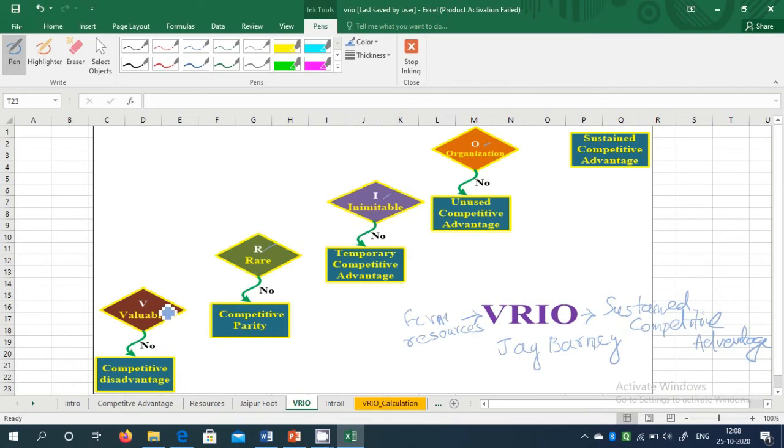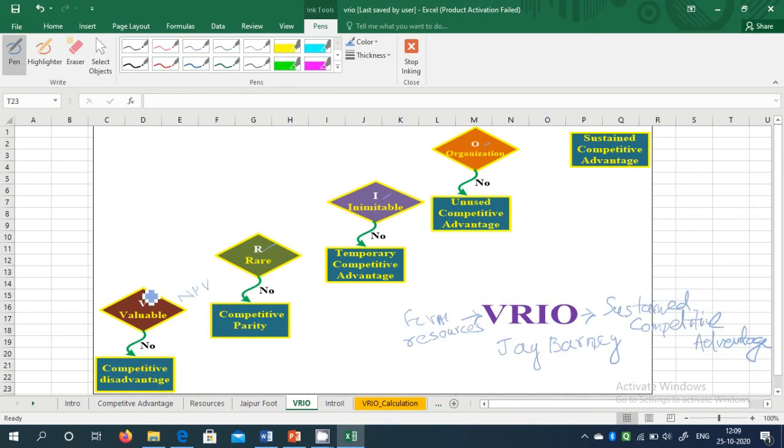To measure this mathematically, you have the net present value method. In a futuristic way, they can calculate it, and if the NPV is positive, then we'll say the organization's resource is a really valuable one. If we are not getting a positive NPV, then we'll say it has a competitive disadvantage. It is not a competitive one.